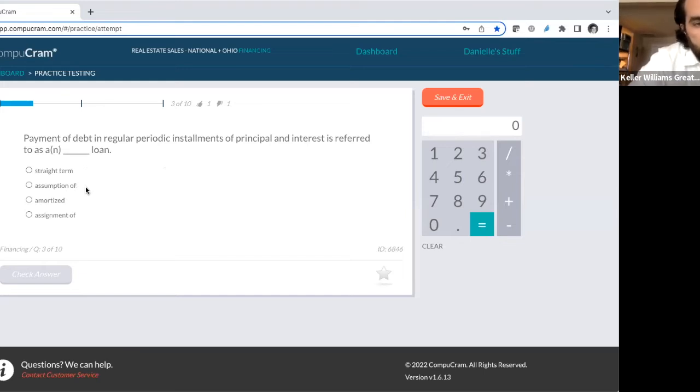Question number three: payment of debt in regular periodic installments of principal and interest is referred to as A, straight term loan, B, assumption of, C, amortized, or D, assignment of.